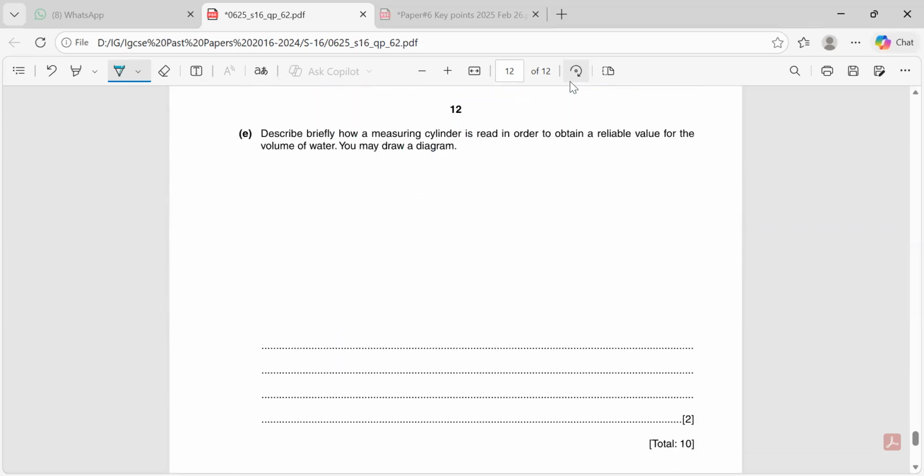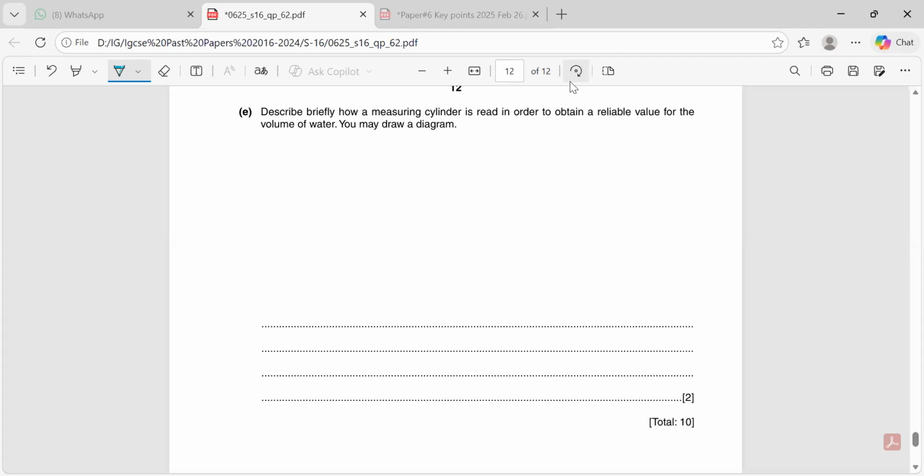Next, describe briefly how a measuring cylinder is read in order to obtain a reliable value for the volume of the water. You may draw a diagram. I'm not going to draw the diagram. Already we discussed this. This is a very much repeated question. So what to do? We should view the scale of the measuring cylinder at 90 degrees, and we should read it from the bottom of the meniscus.